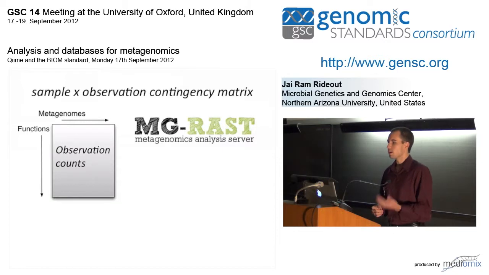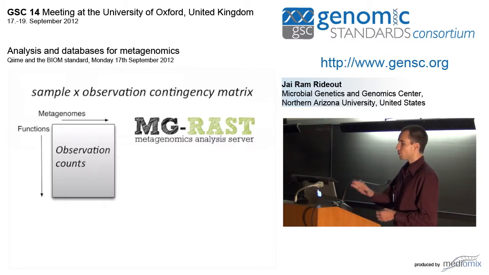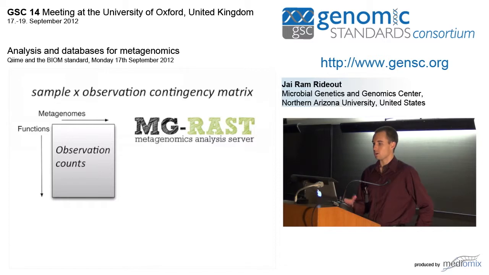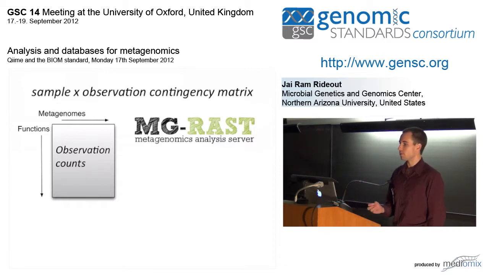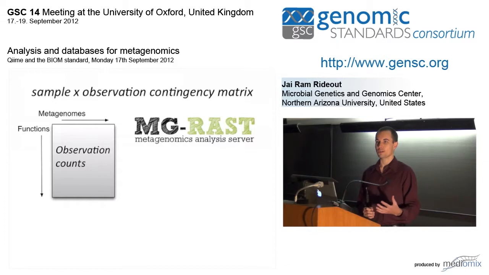And so if you look at a very comparable table in a different tool such as MG-RAST, which is more for metagenomics, you can see that it also has a core data type, a core table that it deals with. And this contingency table is metagenomes by functions instead of samples by OTUs. So even though it's representing a totally different type of data, it has that same core contingency table that's central to that piece of software.